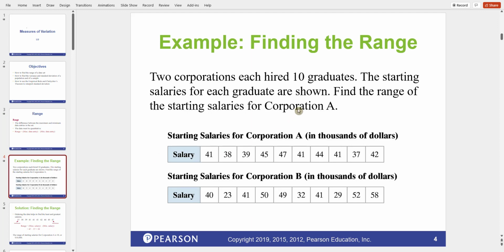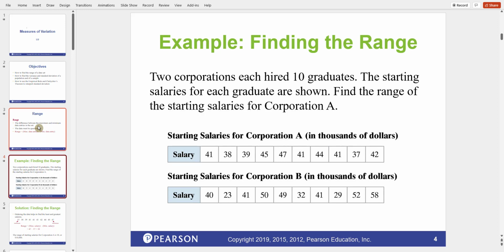Here's an example. Two corporations each hired 10 graduates. The starting salaries for each graduate are shown below. We're going to find the range of the starting salaries for Corporation A. So the first one is Corporation A. This is in thousands of dollars.